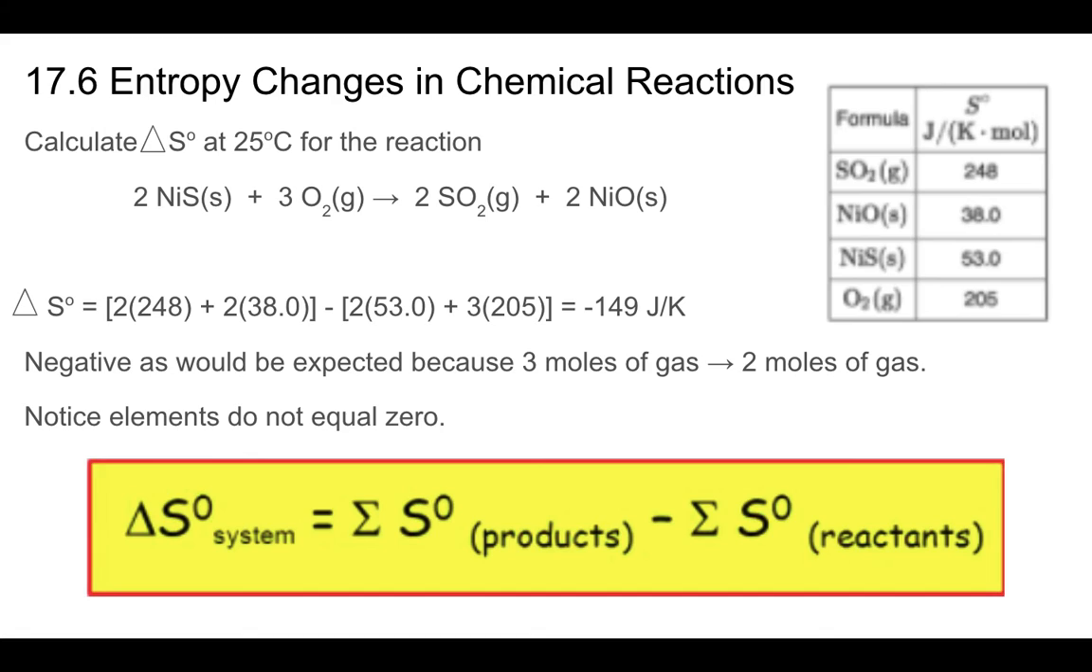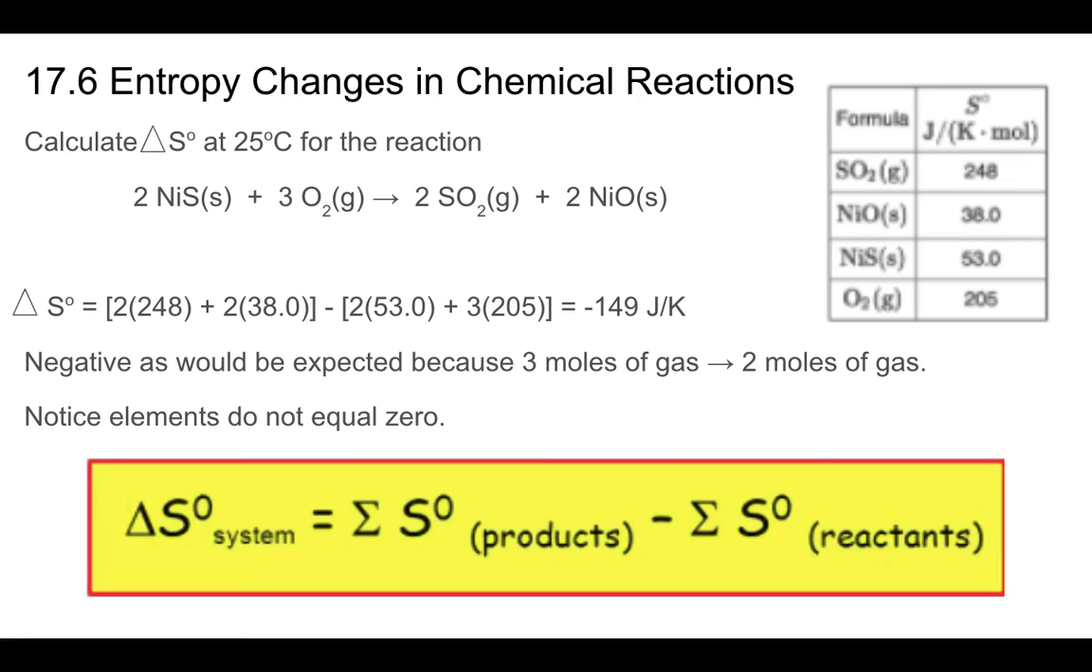So we have 2 moles of SO2. So we take 2 times 248, 2 moles of NiO plus 2 times 38. Now we've summed the products. Minus, put it in brackets, sum the reactants. 2 times 53 for NiS and 3 times O2, 205. And you end up with a negative 149 joules per Kelvin.